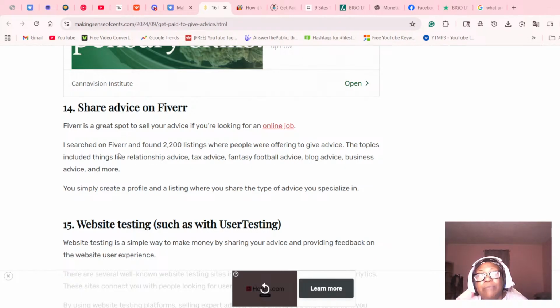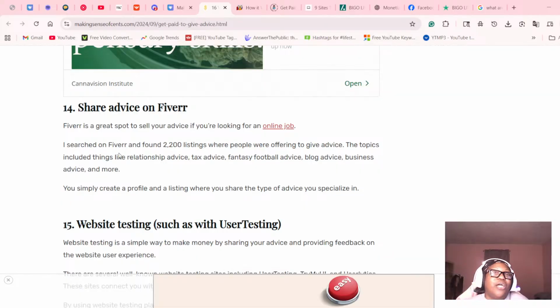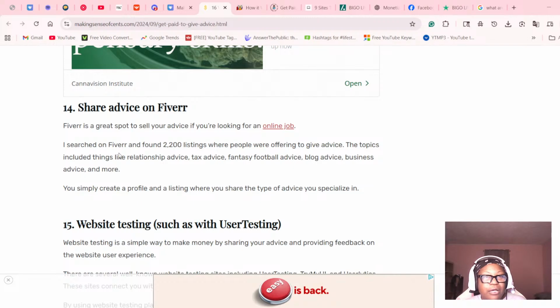But Fiverr is a great spot to sell advice if you're looking for an online job, but really you're an independent contractor or a sole proprietor if you want to LLC yourself. So you can search on Fiverr and find listings galore of people offering all types of advice.